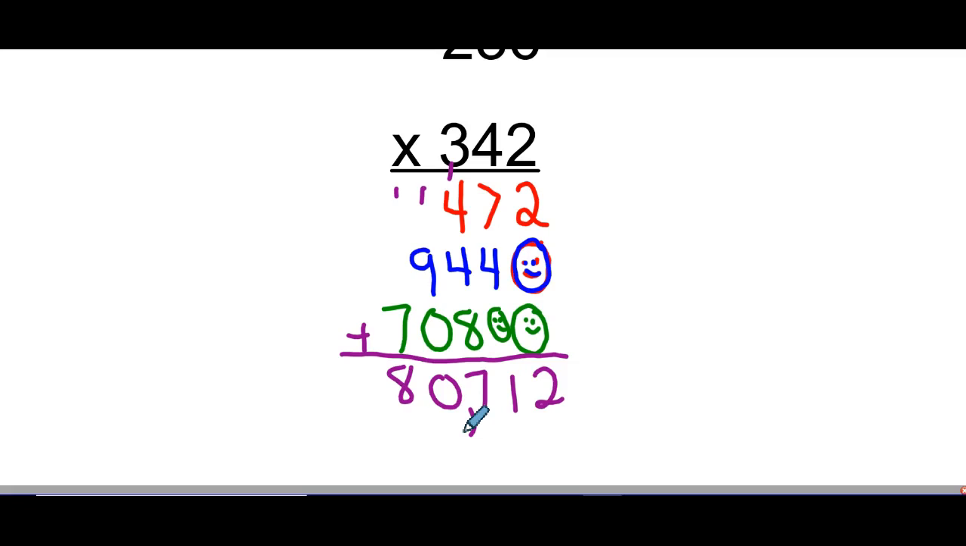80,712. The biggest thing when you're doing your 3 by 3 is remember, in that second line, there is one placeholder 0, and when you go to the hundreds place, it is 2 placeholder zeros. If you forget those things, then your answer is definitely not going to be accurate.